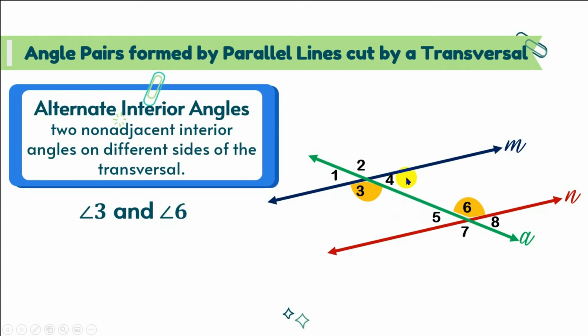And then next is, ito po, angle 4, interior, nasa loob. Ang kapartner niya ay ang angle 5. So, second pair is angle 4 and angle 5. They are known to be the alternate interior angles.